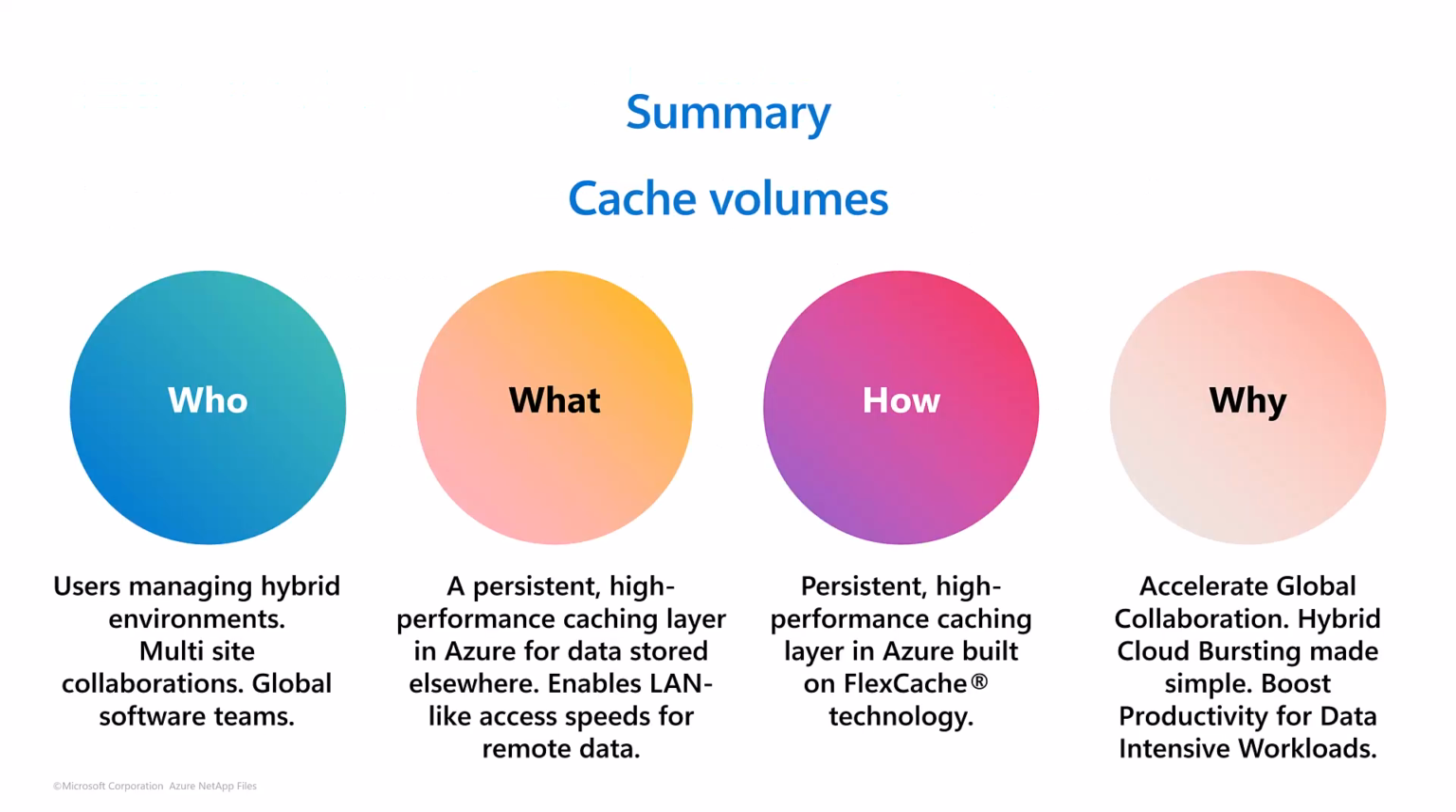Cloud architects, IT admins, and teams managing hybrid environments will love this feature. Cache volume delivers a persistent, high-performance caching layer for hybrid data. Built on proven ONTAP FlexCache technology, it brings LAN-like speeds for remote data without full replication. Creating, monitoring, and deleting cache volumes is simple, enabling global collaboration across distributed teams and supercharging productivity. It's a game changer for hybrid performance and agility.